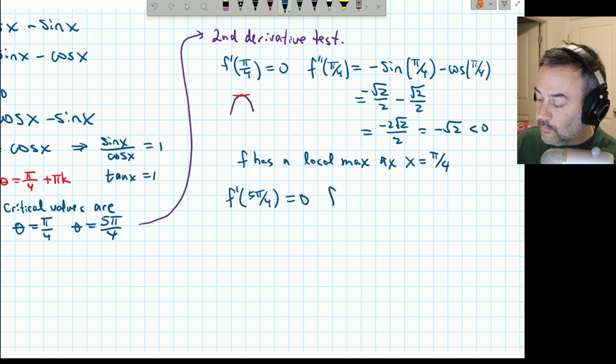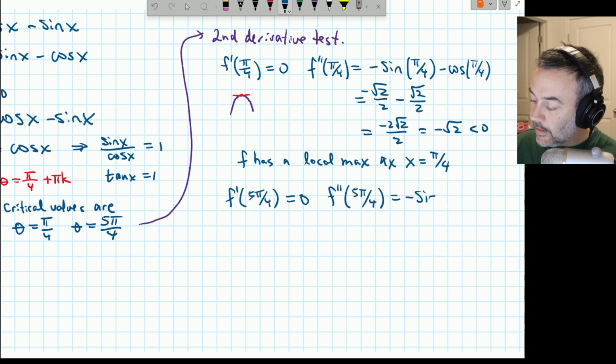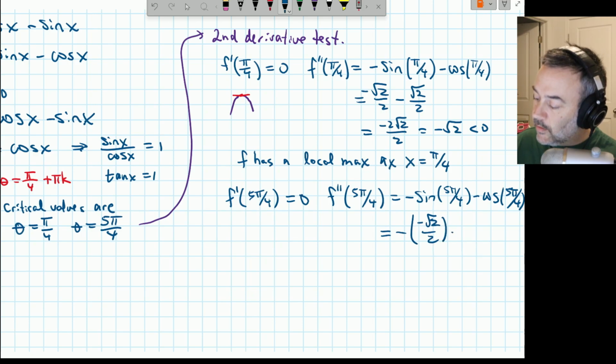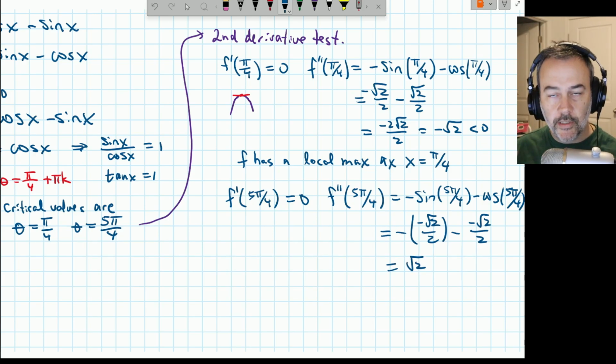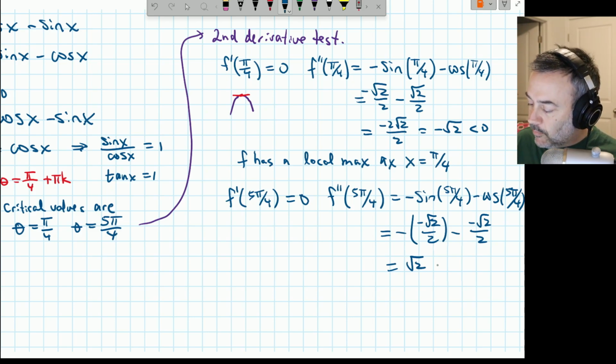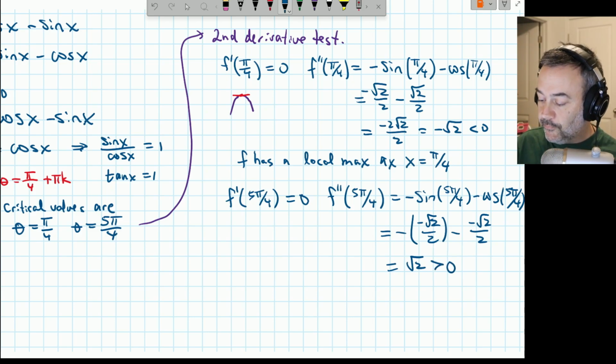What's f double prime of 5 pi over 4? Well, that is negative sine of 5 pi over 4 minus cosine of 5 pi over 4. And that is negative root 2 over 2 minus negative root 2 over 2, which is positive root 2. Negatives will cancel. I get 2 root 2 over 2. Those will cancel. But all that matters is this is positive.